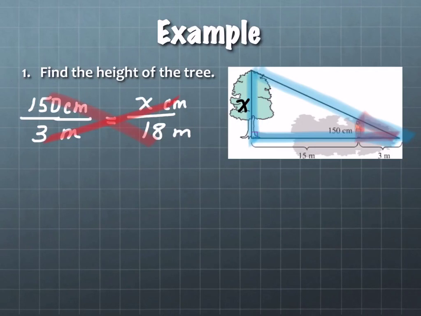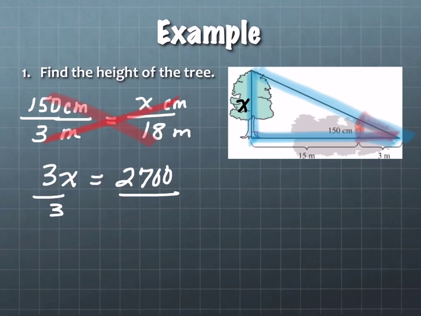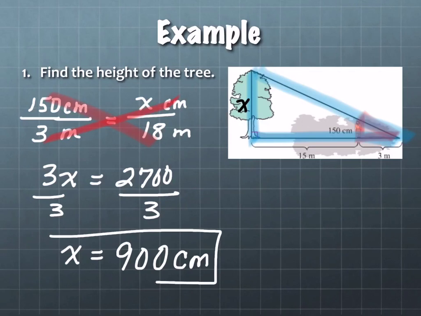So I have 3x equals 150 times 18. What is that? 2,700. Good. And then what do I need to do? Divide by 3. So what is 2,700 divided by 3? 900. And I do need some units on this. Yeah, be careful. This is centimeters because that's how the girl's height was measured. Centimeters. So the tree is 900 centimeters tall.